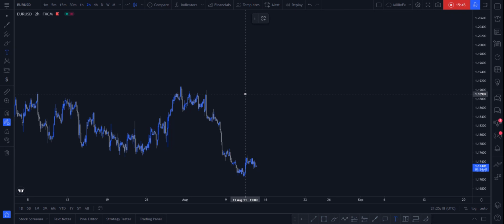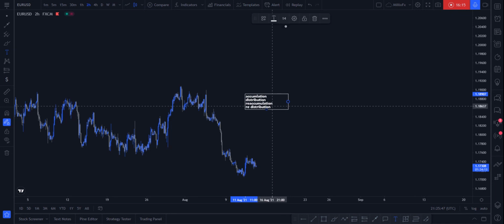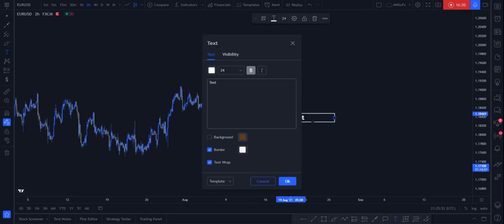My network is not all that strong, so bear with me. We have the accumulation, and let me clear these things. We have the accumulation, distribution, and we have also the reaccumulation and the redistribution. Okay, so we have these 4 things, and you can see when Wyckoff started doing this. Let's make this 24 to actually be clear for us. Oh no, I didn't want this to come.